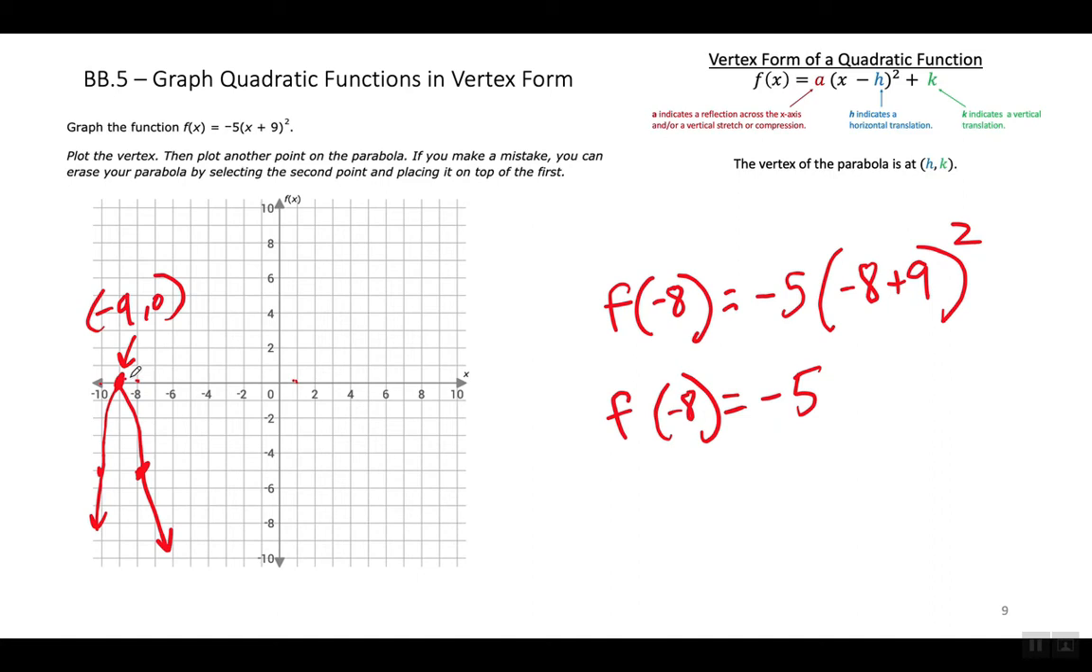Así que siempre para coger otro punto deben escoger un número para x, un valor para x que está 1 o 2 unidades para la derecha o para la izquierda del vertex.